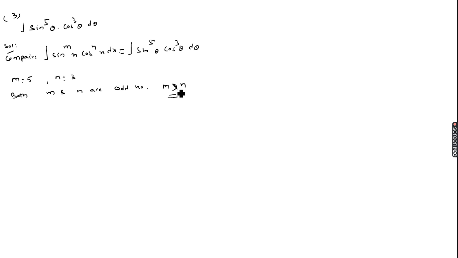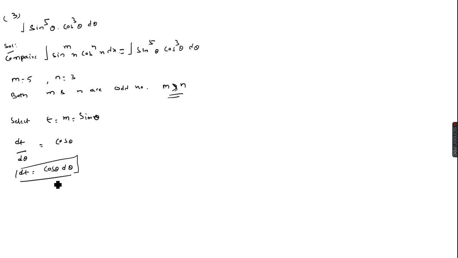For m greater than n, select t equal to the bigger element, that is m, that is nothing but sin theta. Differentiate t with respect to theta, dt by d theta is nothing but cos theta. So dt equal to cos theta into d theta.